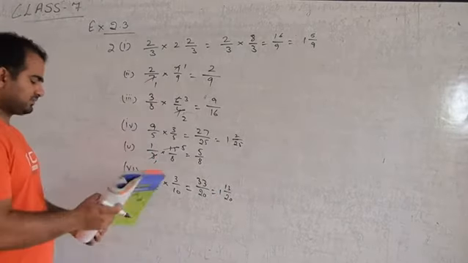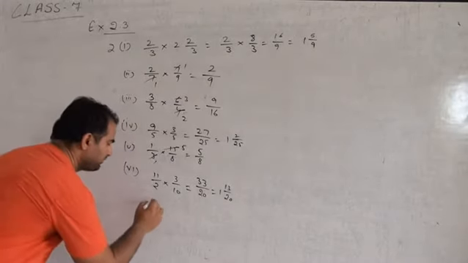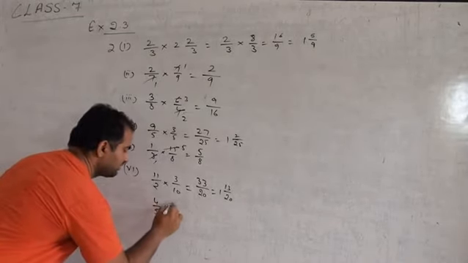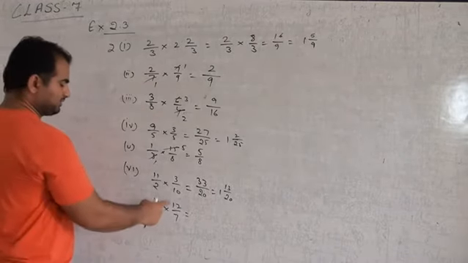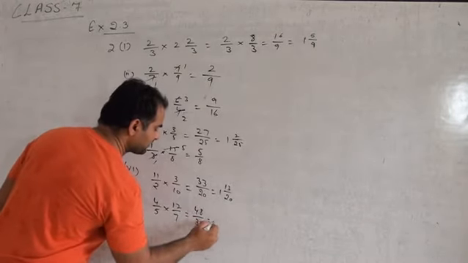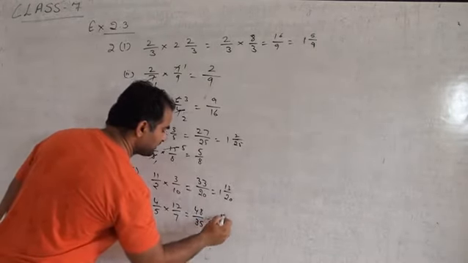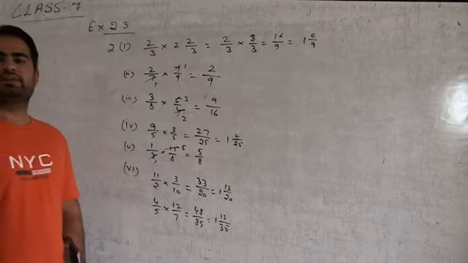And the last one is 4 by 5 into 12 by 7. 4 by 5 into 12 by 7. No one is divisible. So it will be 12 4s are 48 divided by 35. 35 on the 35, it will be 13 by 35. 1 13 by 35, the final answer.